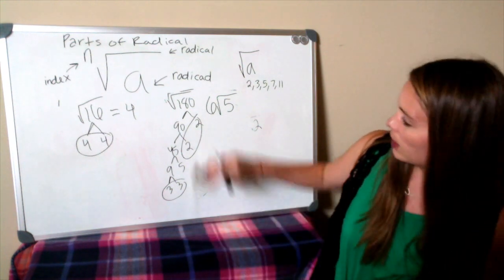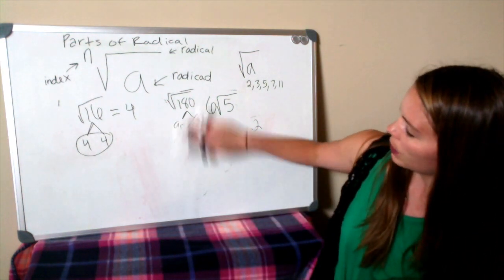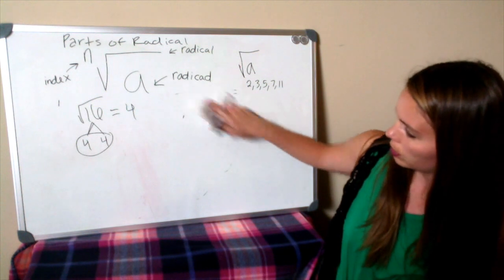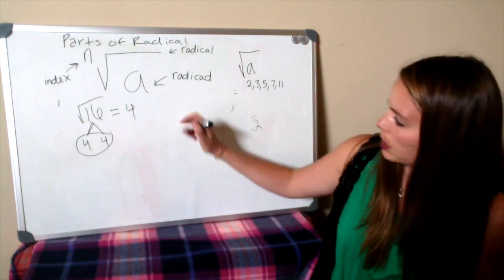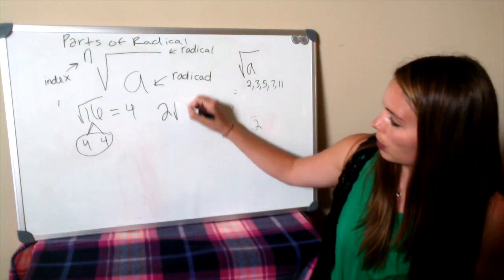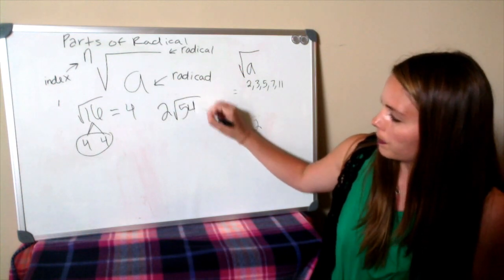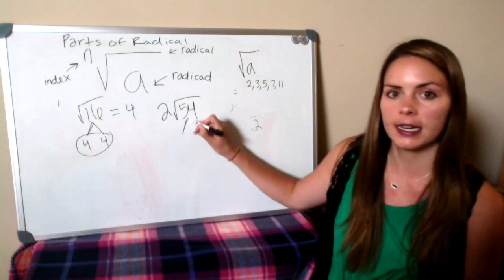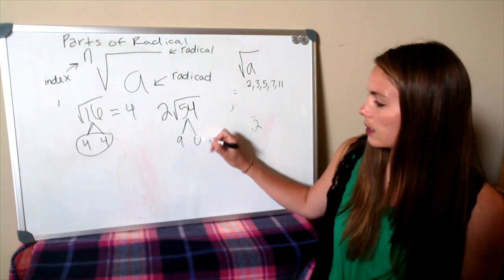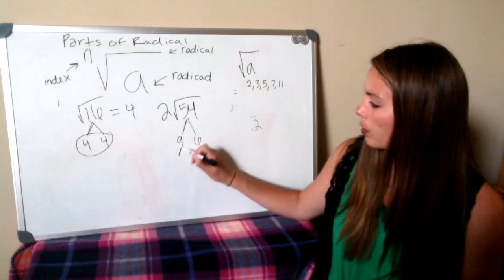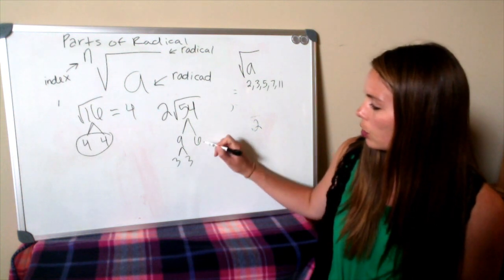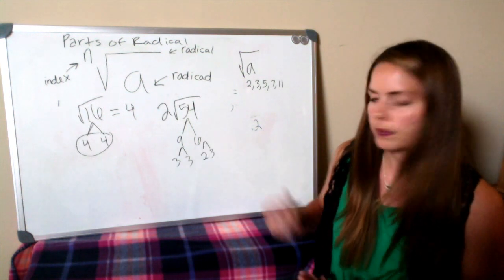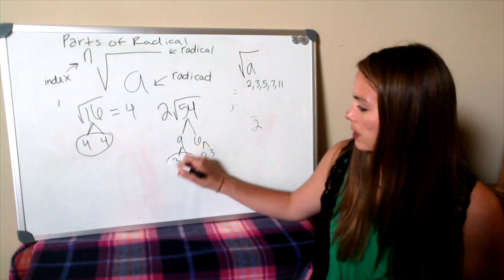Okay. Now let's do one that there'd be a number sitting outside our radical. So here, for example, would be 2 square roots of 54. What breaks down to give us 54? That could be 9 and 6, 3 and 3, 2 and 3. We have a pair of 3s.